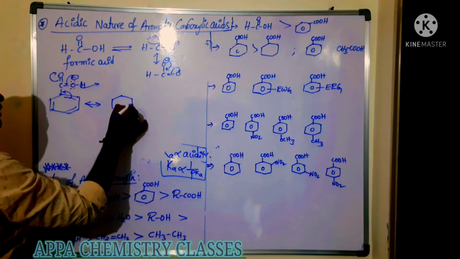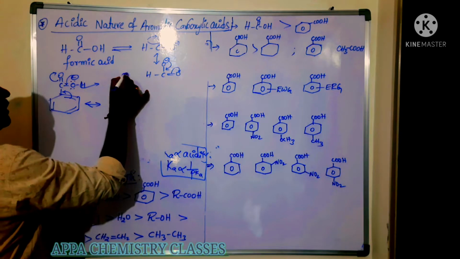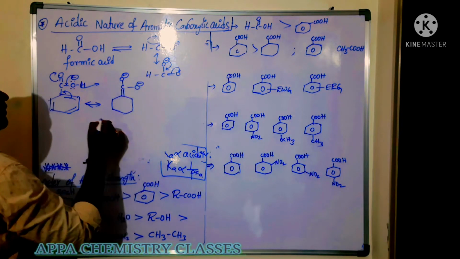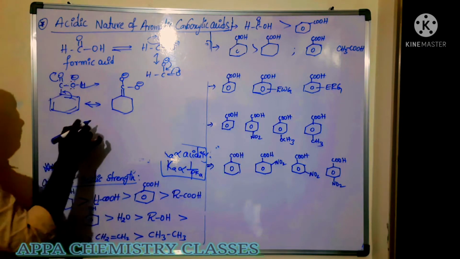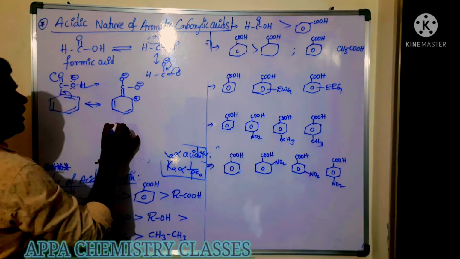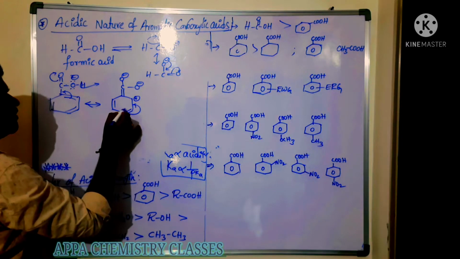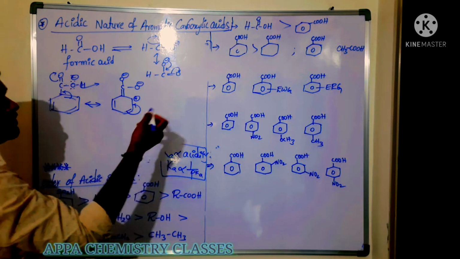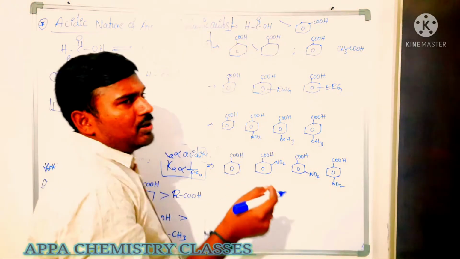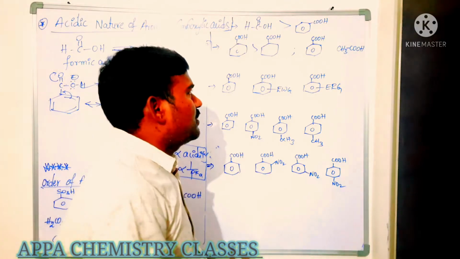So you can take the carboxylate ion: double bond C, O minus, here also O minus. So O minus will be there, and here we get the positive charge. Then this bond will be shifted here. Similarly this bond, like that, resonance stabilization is possible in the case of aromatic acids, whereas in aliphatic acids that resonance is not possible.